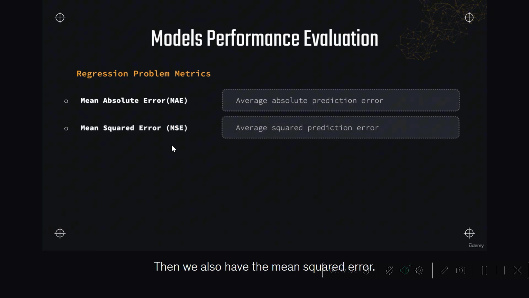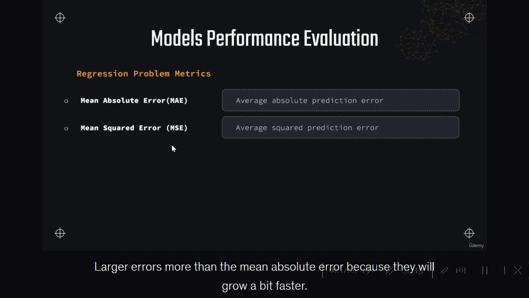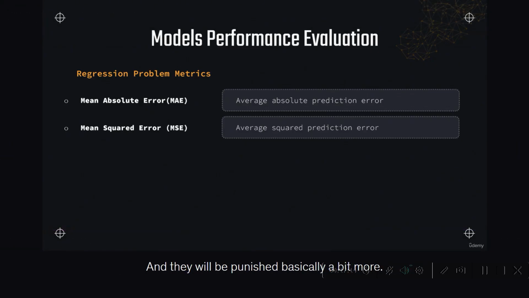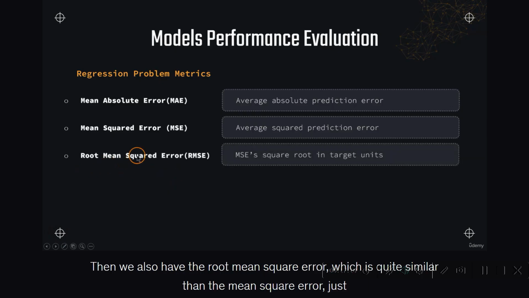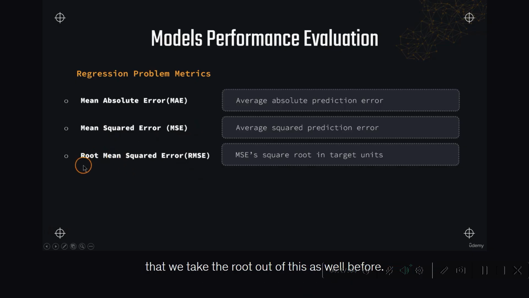Then we also have the mean squared error. This is the average of the squared difference. So this would penalize larger errors more than the mean absolute error, because they will grow a bit faster. So here we have a little bit more emphasis on those larger errors, and they will be punished a bit more. Then we also have the root mean square error, which is quite similar to the mean squared error, just that we take the root of this as well.